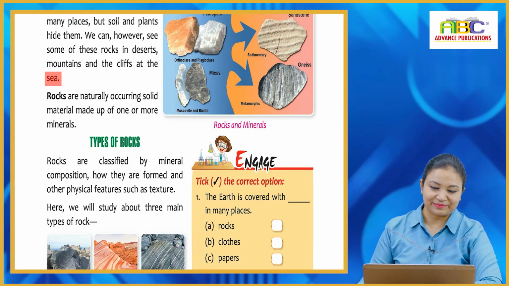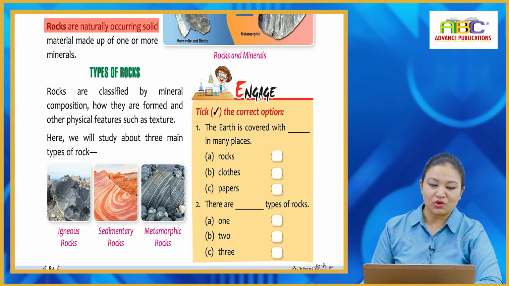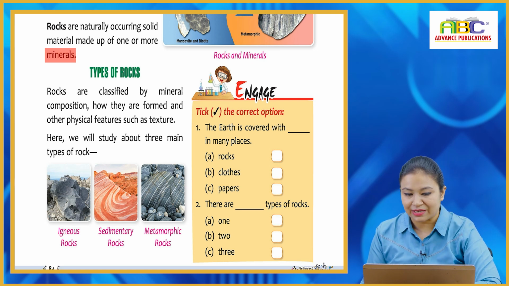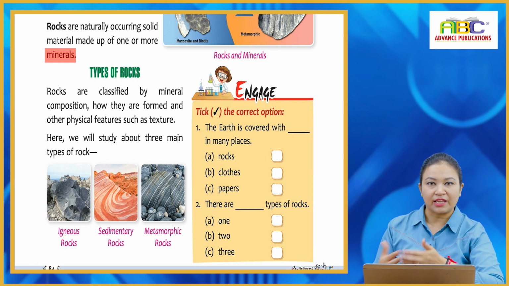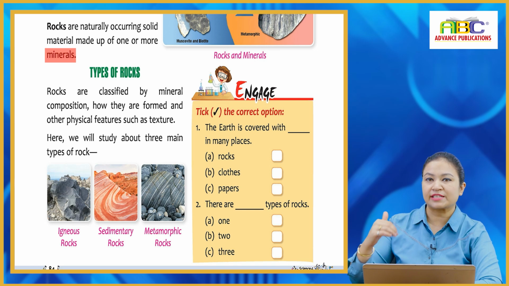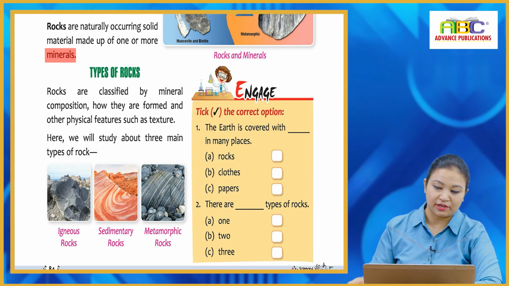Rocks are naturally occurring solid materials made up of one or more minerals. So rocks are natural, they are not man-made, and they are solid material made up of one or more minerals.